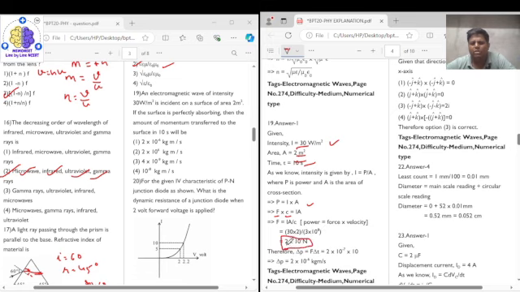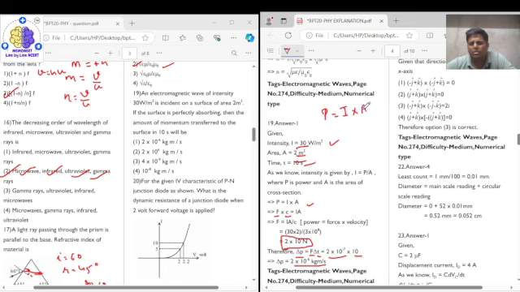And what is force? Force is the rate of change of momentum. So change in momentum will be equal to force into change in time. Force is 2 into 10 to the power of minus 7 and time is 10 seconds. So when we multiply, we get change in momentum as 2 into 10 to the power of minus 6 kg meter per second.